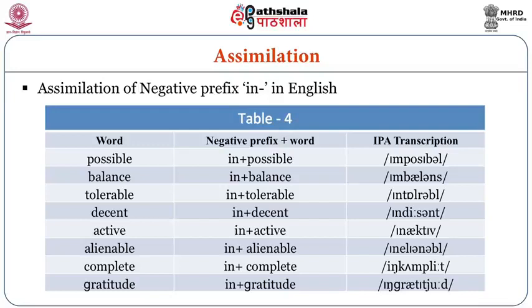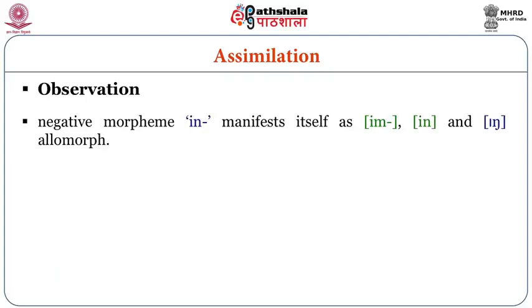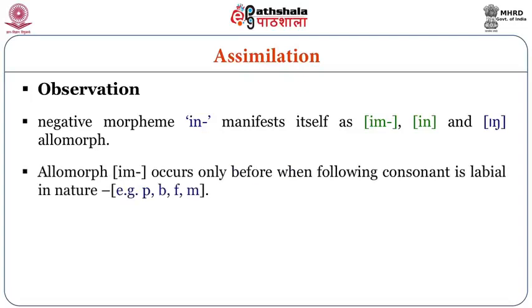In the same way, we have balance, tolerable, and in other words, active, inactive. So we have gratitude, ingratitude. So different words come with this assimilation. The negative morpheme in manifests itself as im and in allomorphs. Allomorph im occurs only when the following consonant is labial in nature, for example, p, b, f or m.